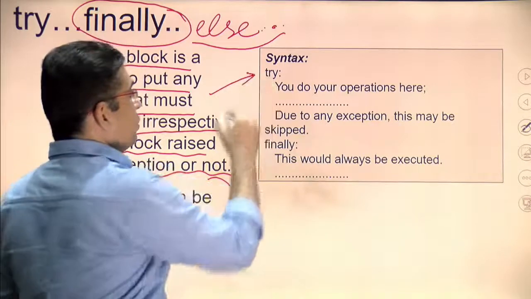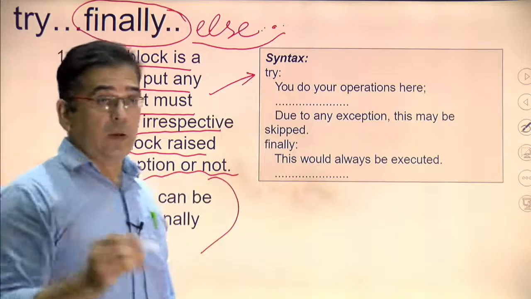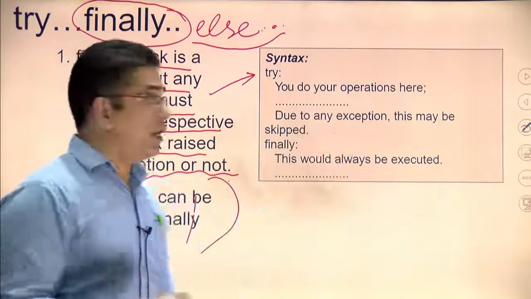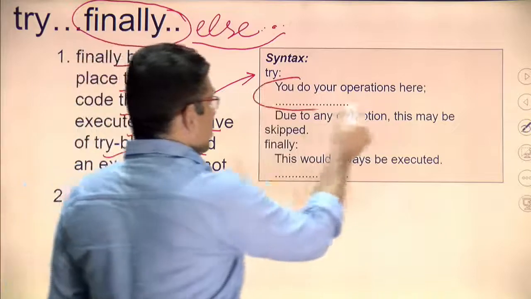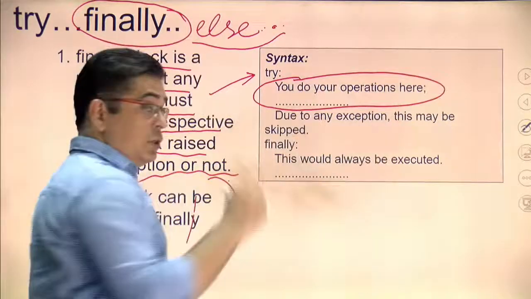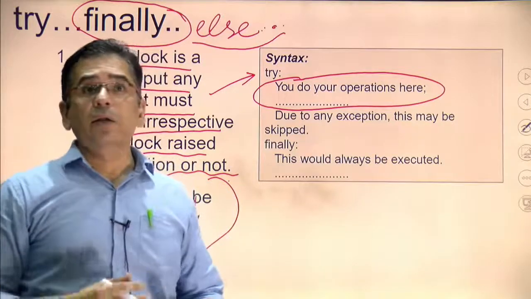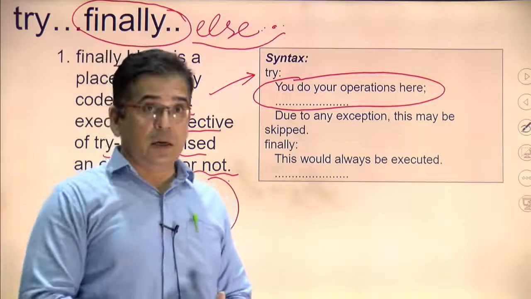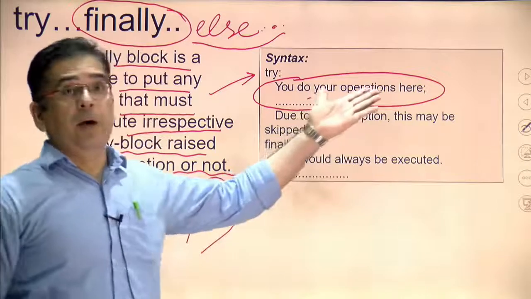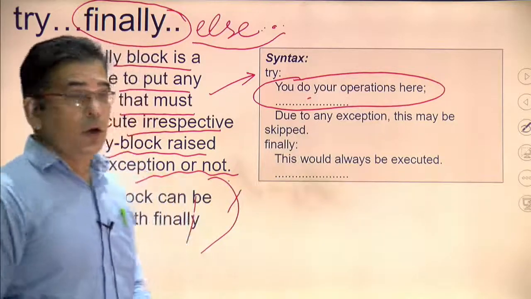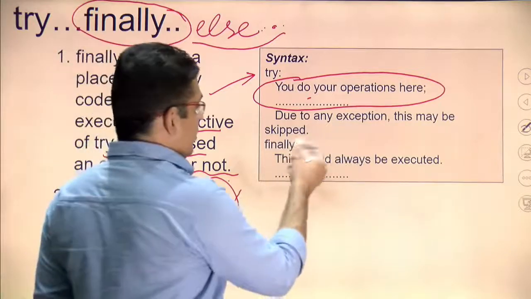First of all, you need to write the try keyword, a reserved word, with a colon. If you are not typing the colon, then it will generate an error. Then your source code will be written in this try block. This source code will be the suspicious code in which you feel that there may arise an error at runtime. It can be a divide by zero error, IO error, or our example, a file opening error. Due to an exception, this may be skipped.